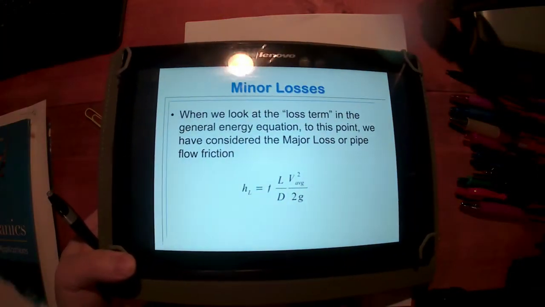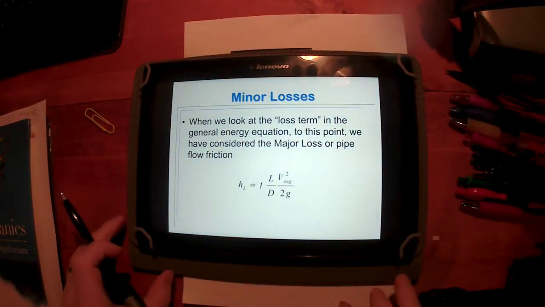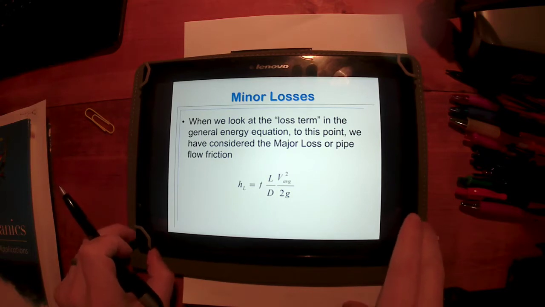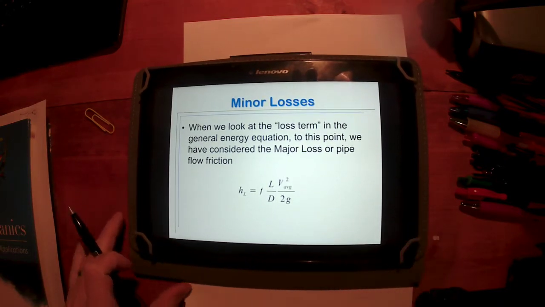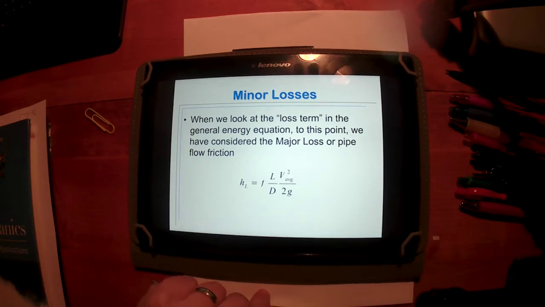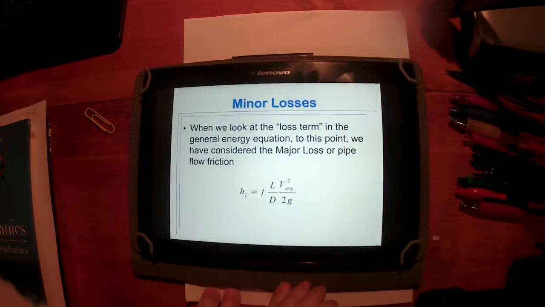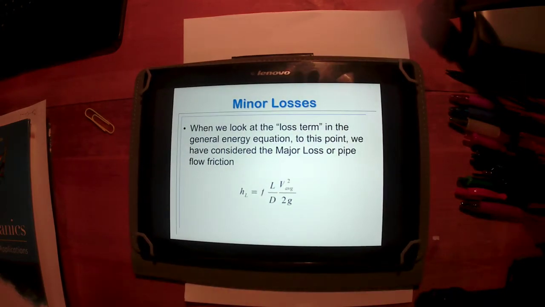Well, let's pick up where we left off last time. So last time we talked about losses within a piping system. So we saw that take a number of forms. We could see that in energy losses. We could see that in pressure losses. You could see that in head losses. Head loss being divided by gravity.